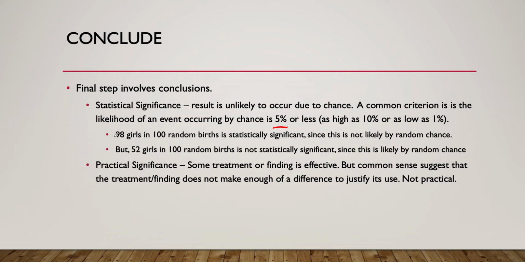Such as, for example, if 98 girls in 100 random births is statistically significant, that's because, having 98 out of 100, that's a pretty good amount, right? 98%. That's not by some random chance. But 52 girls in 100 random births, that is not really statistically significant, right? Because that is something that could potentially be random chance, since 52 is just slightly greater than 50, if we want to have a base number to compare that to.